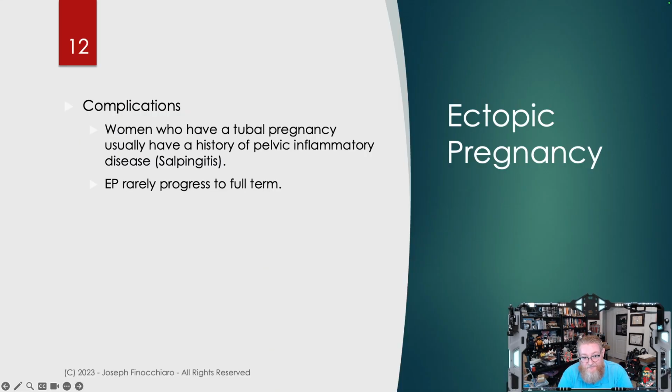Complications as a result of ectopic pregnancy usually include salpingitis. So if you have a history of tubal pregnancy, this usually correlates with a history of pelvic inflammatory disease, and unfortunately, ectopic pregnancy rarely progresses to full term.